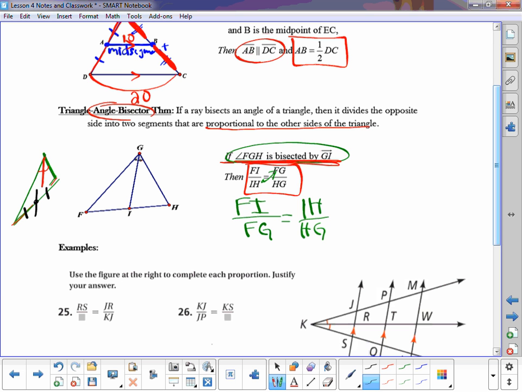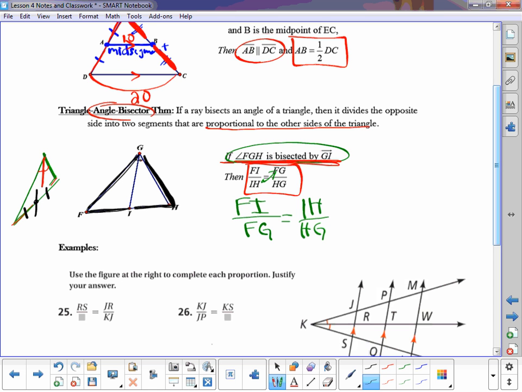Now, when we have this happen in a triangle, what we can pull from here is that these pieces are going to be proportional. FI to IH is proportional with FG to GH. So we know that it's going to create that proportion, but we don't know that it cuts that in half.